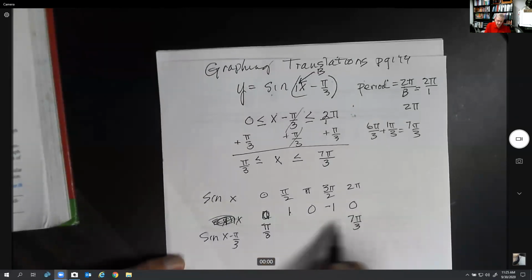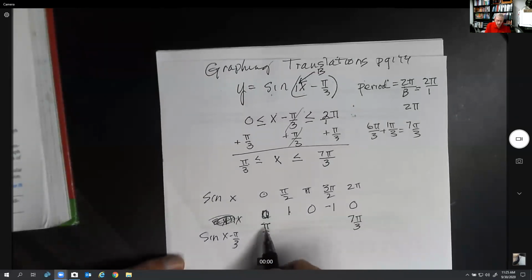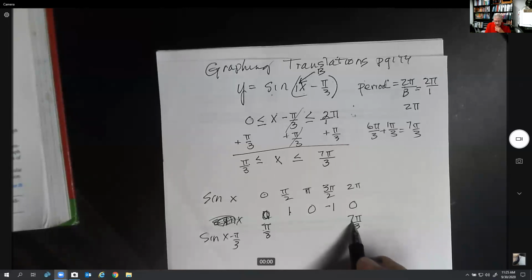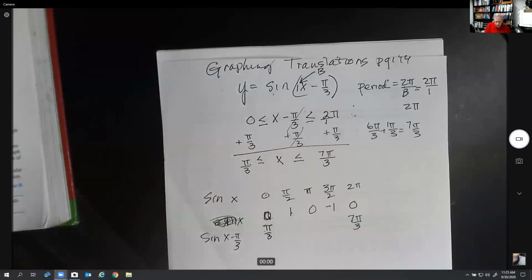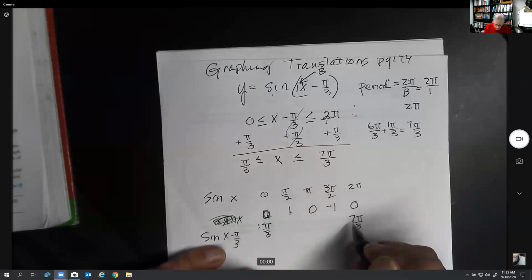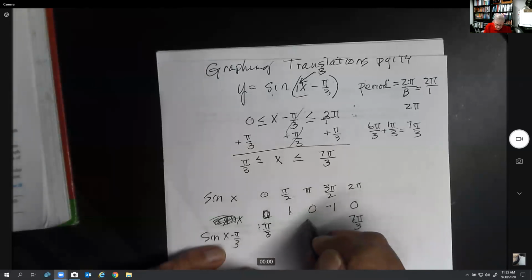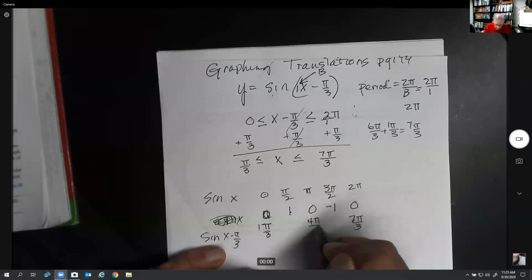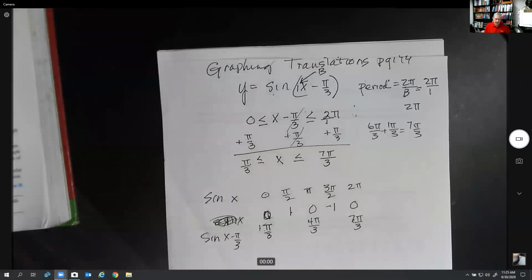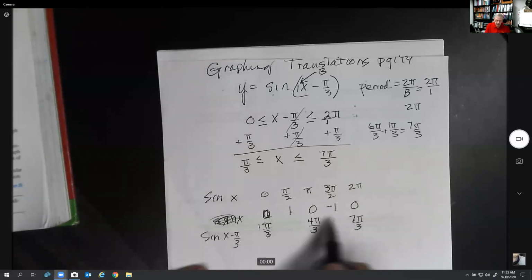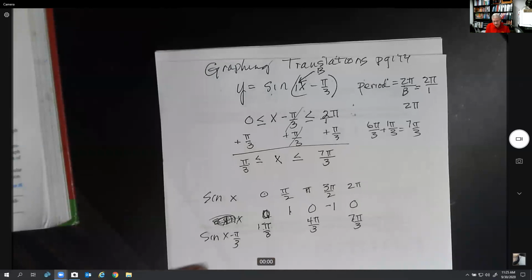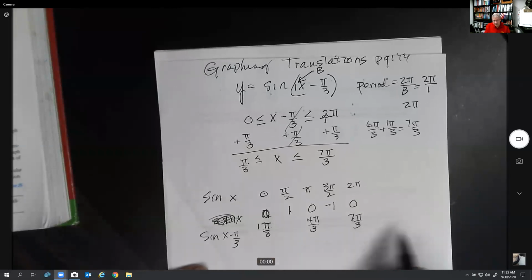But we need the numbers in between here. Well, 1 plus 7 is 8. Half of 8 is 4. We could add those together, 1 and 7 is 8, so this would be 4 pi over 3. That's not too hard to get. We just add those together and divide by 2. Is that correct? Yes. But then we need the numbers in between.